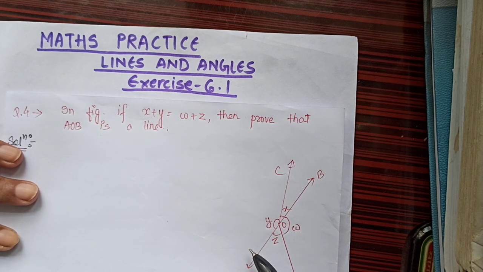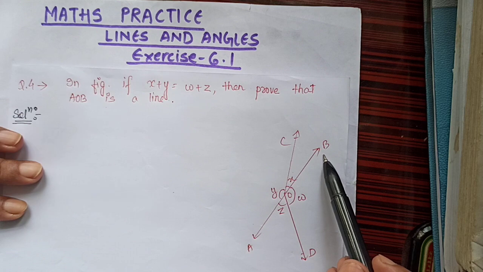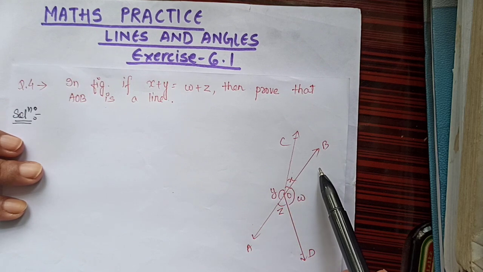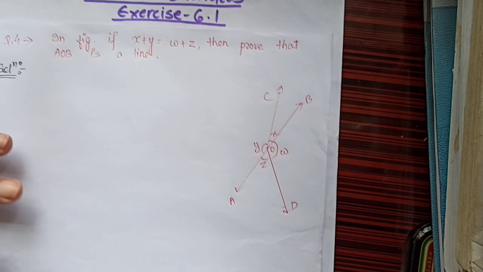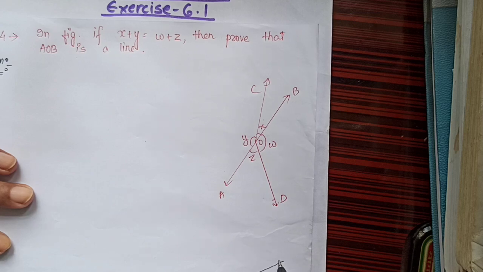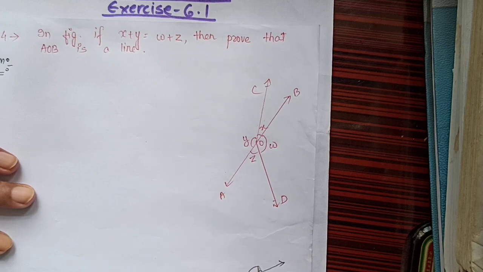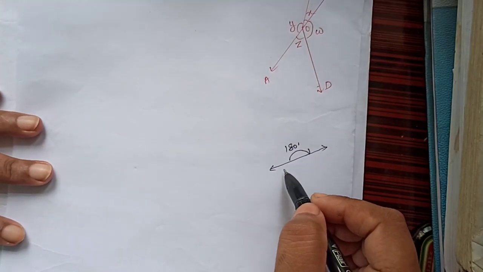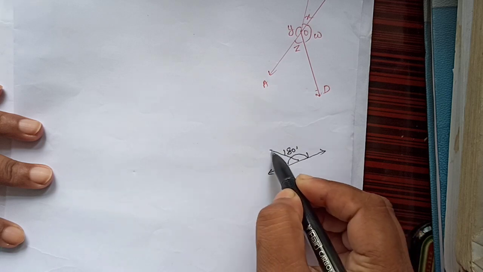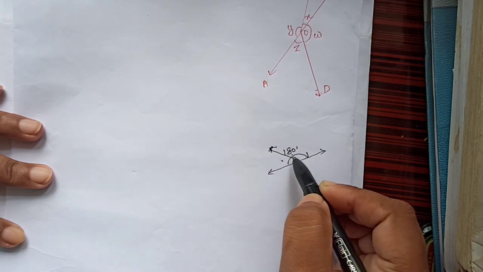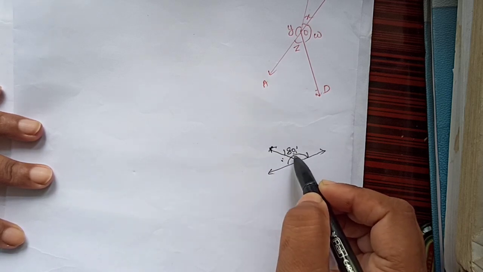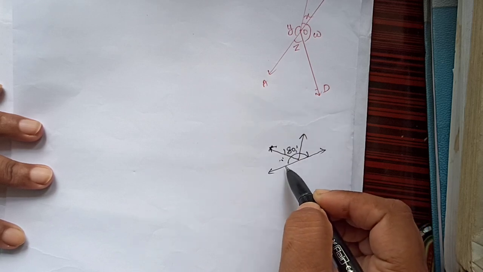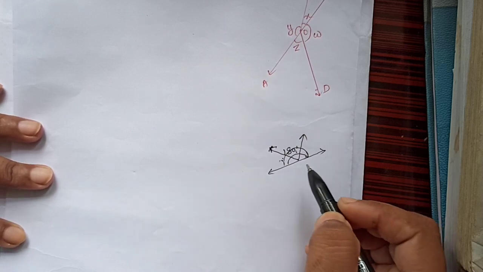So this is our AOB. We have to prove that it is a line. The property of a line is that if we have any line, then the angles on it should sum to 180 degrees. If we have any ray on this line, then the sum of these two angles should be 180 degrees. If we have more than two rays, then also the total sum should be equal to 180 degrees.